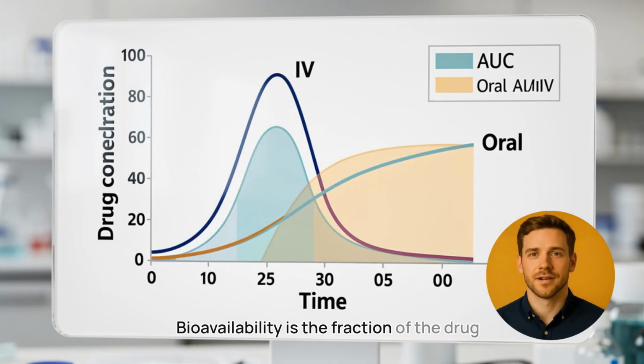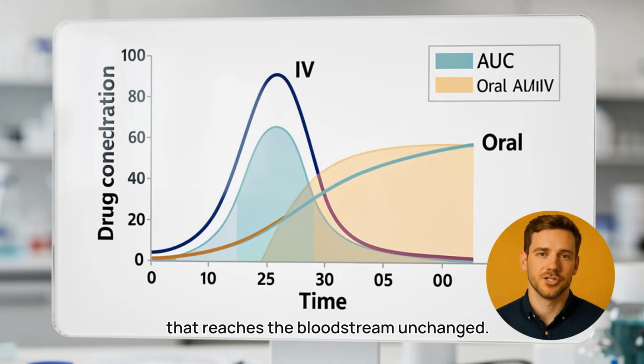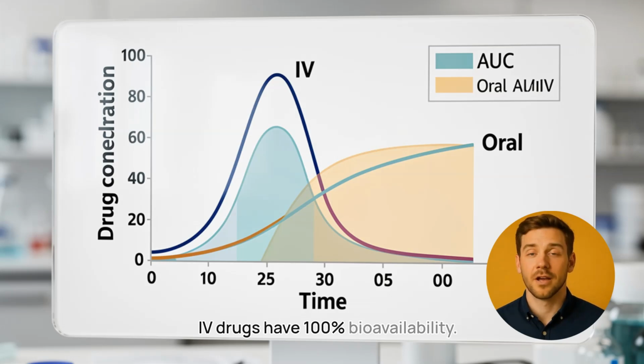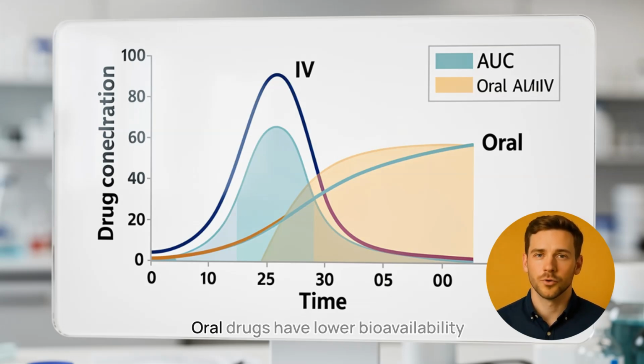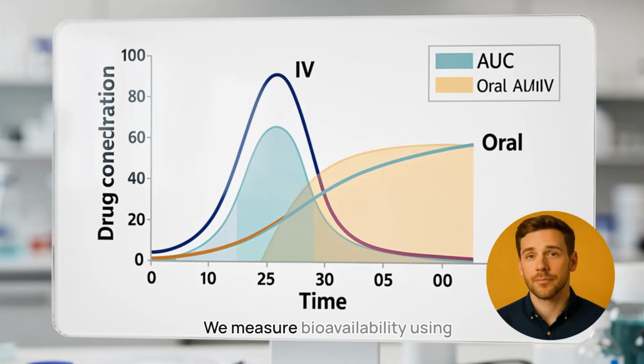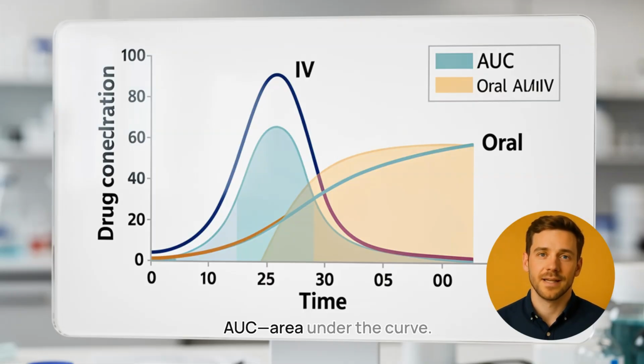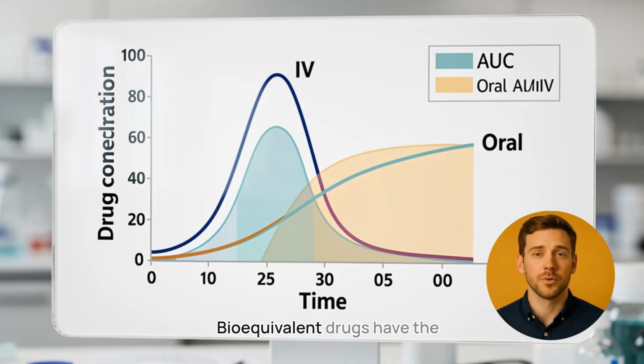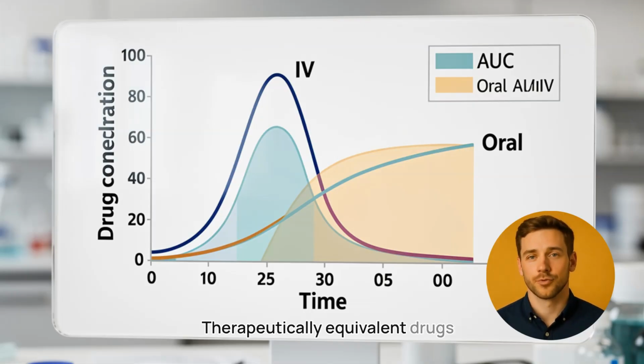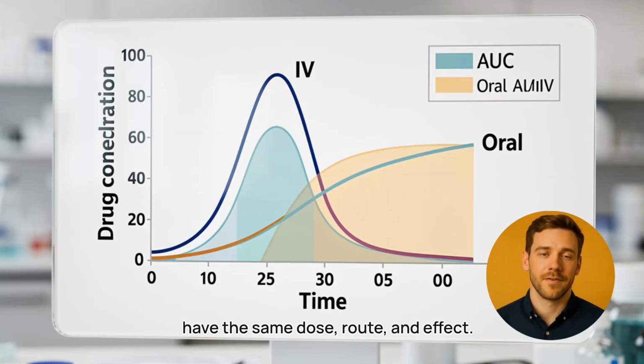Bioavailability is the fraction of the drug that reaches the bloodstream unchanged. IV drugs have 100% bioavailability. Oral drugs have lower bioavailability due to first-pass metabolism. We measure bioavailability using AUC, area under the curve. Bioequivalent drugs have the same absorption and peak levels. Therapeutically equivalent drugs have the same dose, route, and effect.